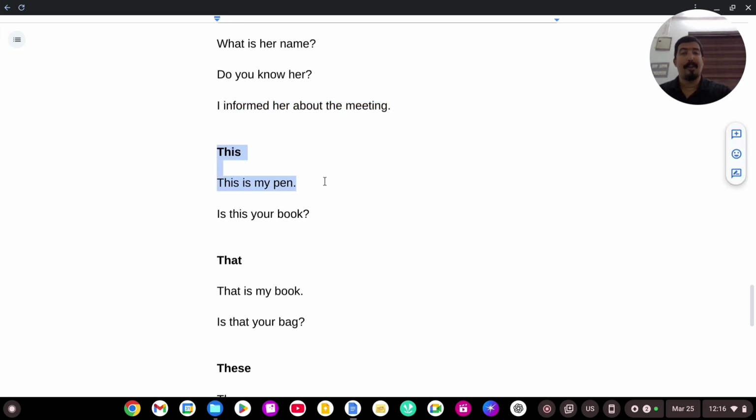This is my pen. I have a pen in my hand. Just one pen in my hand. I can say this is my pen. This is in my range, very near to my hand, very near to me. This is my pen. Just one.